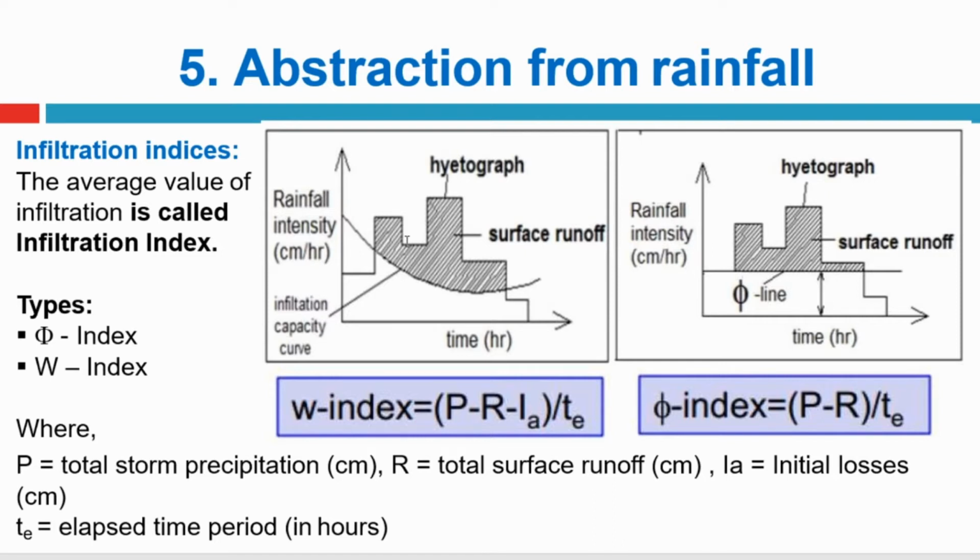This is what Hawthorne's gave us. Based on that procedure, we would like to calculate our W index. Here, the W index is calculated by P minus R. P represents the precipitation, R represents the runoff, and IA represents the initial abstraction.